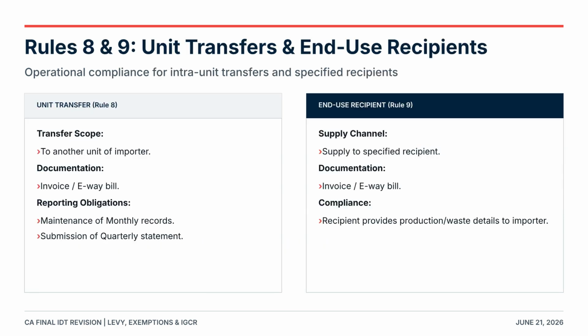Rules 8 and 9 deal with movements after importation. Under Rule 8, goods may be transferred to another unit of the importer, provided proper documentation such as invoices or e-way bills is maintained, and the movement is reported in records and quarterly statements. Under Rule 9, goods may be supplied to specified end-use recipients. These recipients must maintain production and waste records and provide the necessary details to the importer. The overall objective is to create a traceable audit trail so that concessional imports can be monitored from importation to their final utilization.